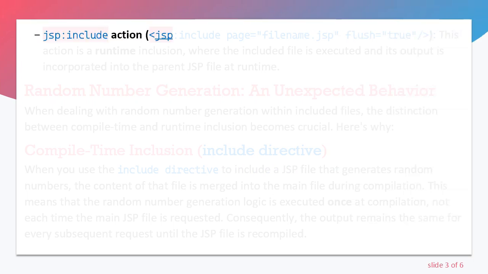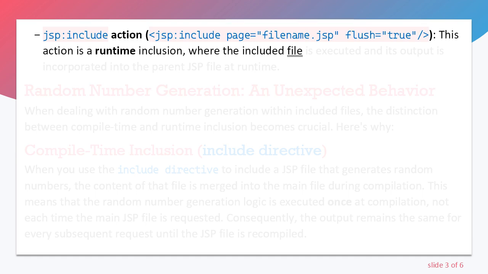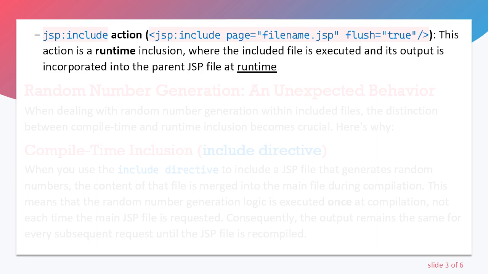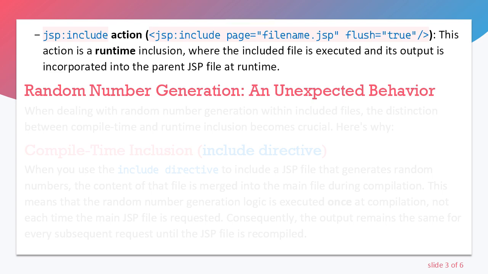JSP include action: <jsp:include page="filename.jsp" flush="true" />. This action is a runtime inclusion, where the included file is executed and its output is incorporated into the parent JSP file at runtime. Random number generation and unexpected behavior.